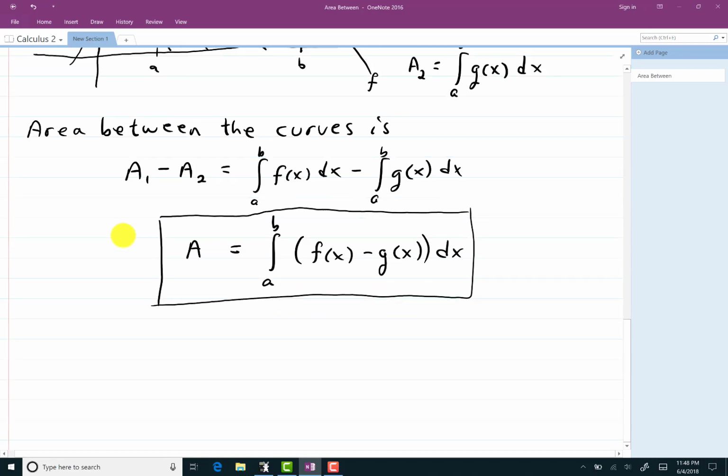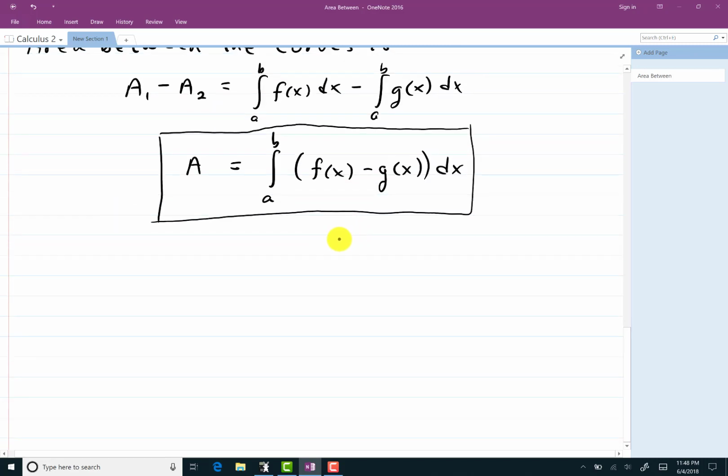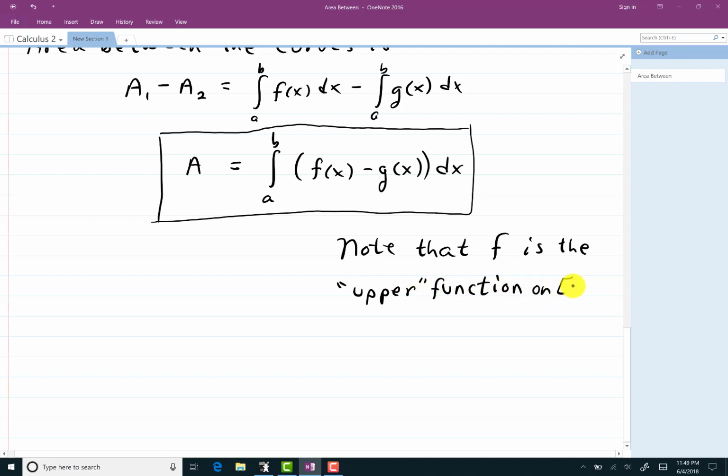Note that f is what the books always call the upper function on the interval from a to b. So it just means that f is greater than or equal to g for the entire interval.